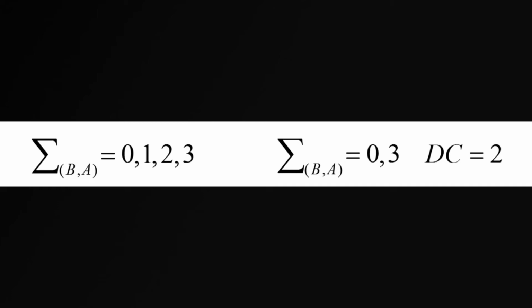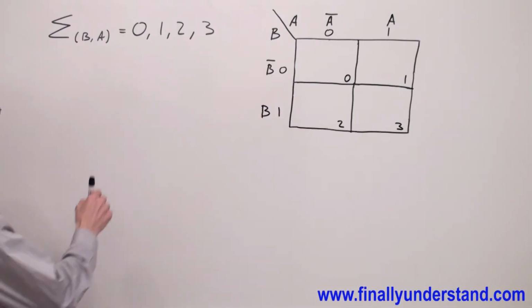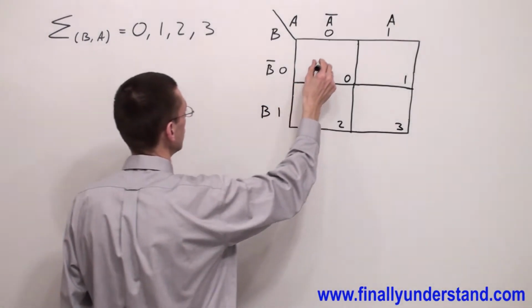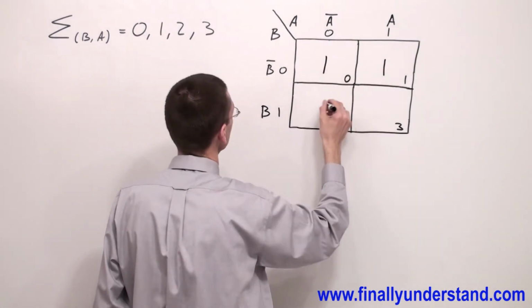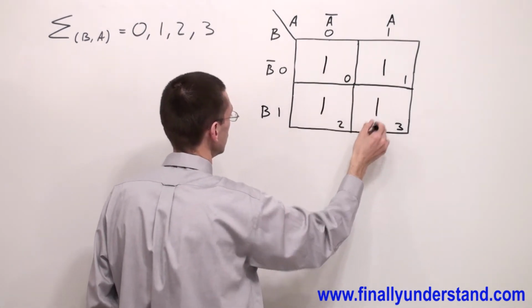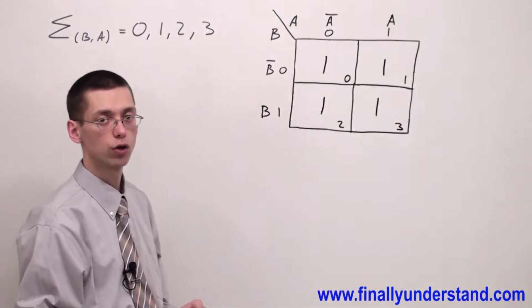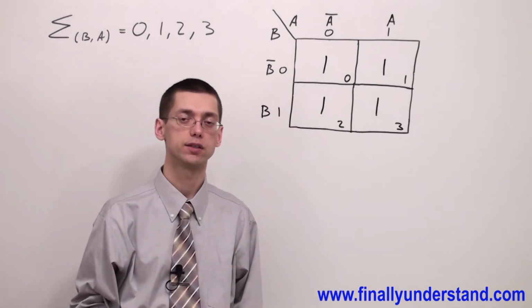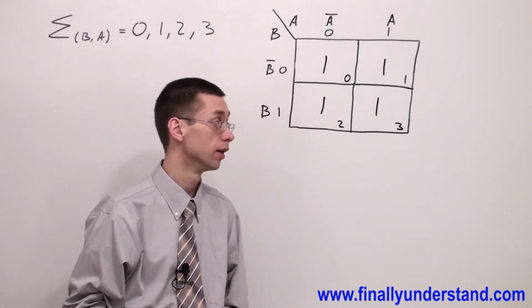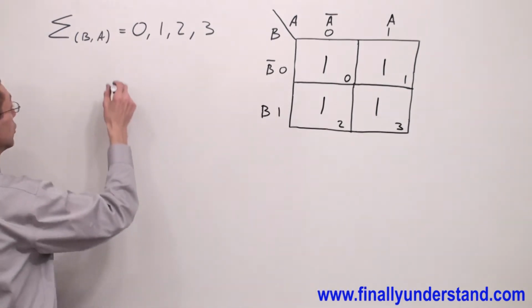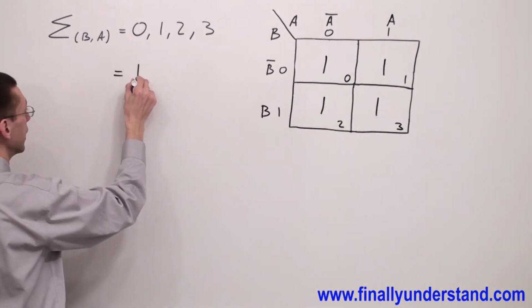Let's take a look at this example. This time we are going to have ones in cell 0, 1, 2, and 3. Anytime you are going to have 1 in every single cell of K-map, the answer is always equal 1.